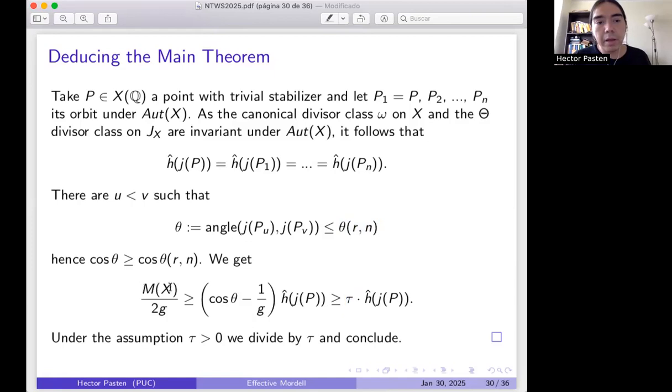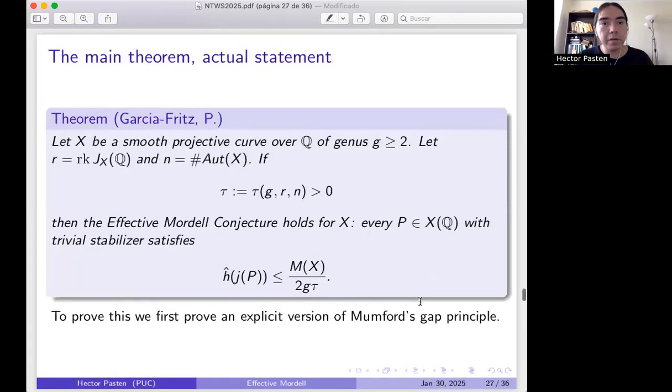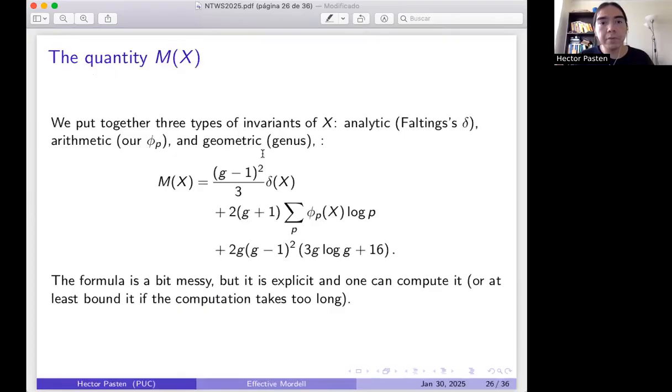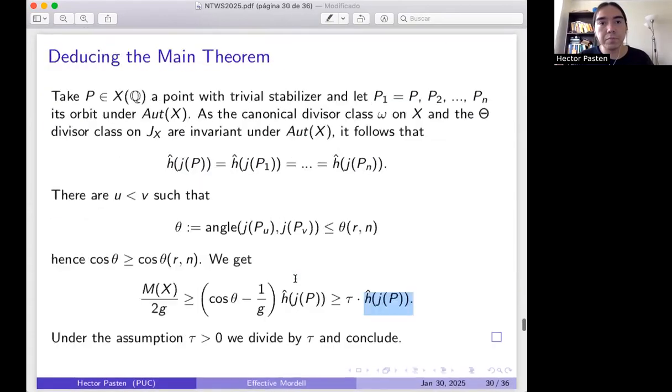So the m from the Mumford-Gauss principle divided by 2g is larger than tau times the height of the point. Now, if tau is strictly positive, you can divide by tau, and you get the theorem. Just that, okay? And you get a bound for the height of the rational points that have trivial stabilizer. Now, of course, those that have non-trivial stabilizer, you can compute them. It's just solving some equations coming from the automorphism group. Good, and in this way you get the theorem, you get this bound, where m, let me remind you, is this very explicit expression.